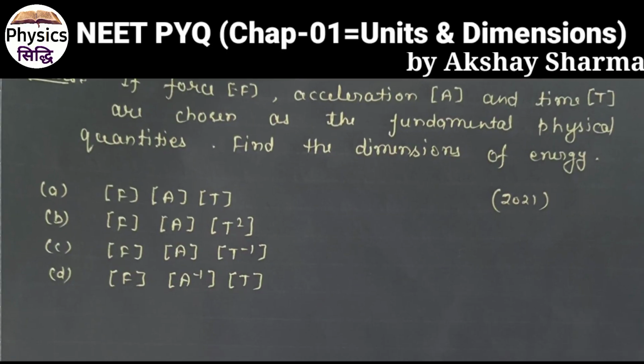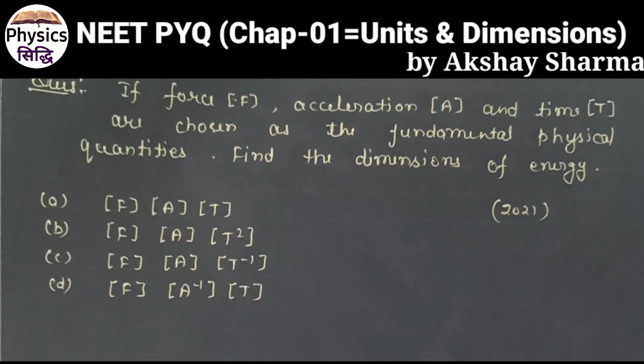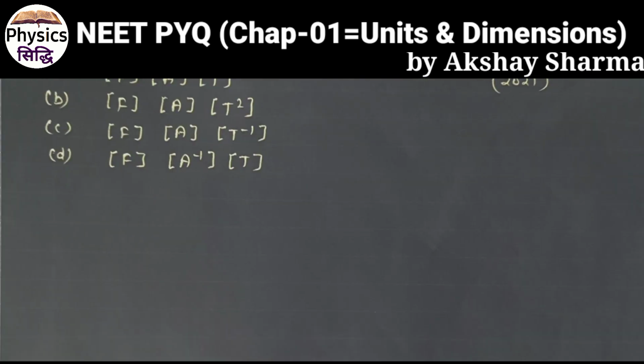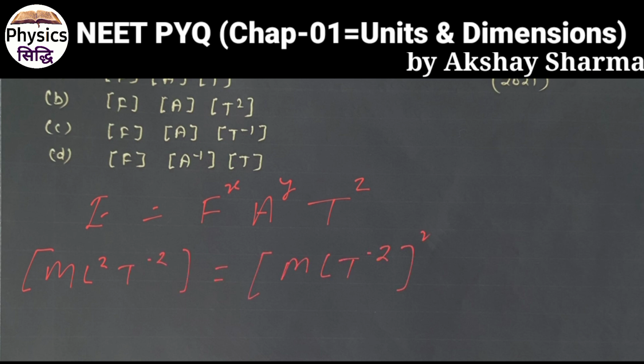If force F, acceleration A, and time t are chosen as the fundamental quantities, find the dimension of energy. You have to find the dimension of energy in terms of force, acceleration, and time. So for acceleration, we write capital A, and let's assume x to the power. For energy, ML²T⁻², and MLT⁻² for force. For acceleration, LT⁻² to the power y, and for time, T to the power z.